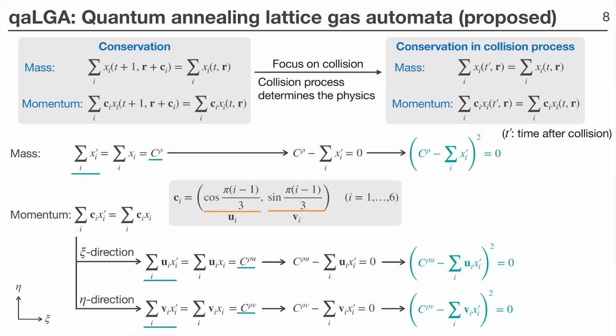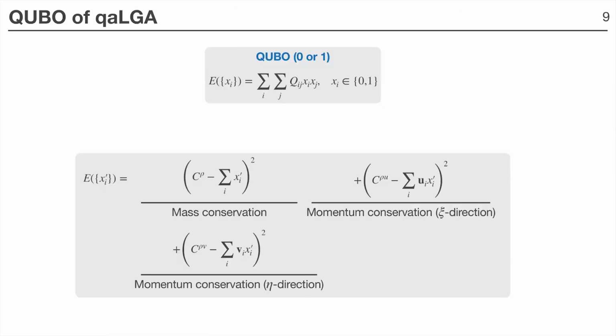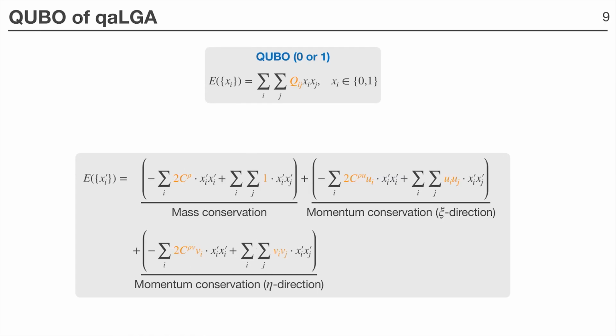So what we want to get is xi prime, the particle state after the collision, and xi prime should satisfy these three equations. So our cost function is simple, just adding these three terms as a cost function. If you can minimize it and get it equal to 0, the cost function becomes 0, then that xi prime satisfies these conservation equations. So we expand each term, then the orange terms correspond to Qij. This is your QUBO matrix.